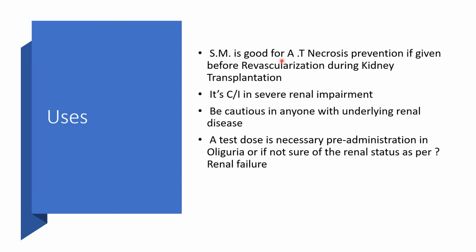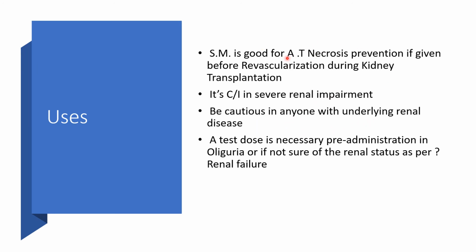Systemic mannitol is good for acute tubular necrosis prevention if it is given before revascularization during kidney transplantation. Both the donor and the recipient will receive this. We'll delve more into that later on. It is, however, contraindicated in severe renal impairment. As a matter of fact, when there's anuria, no mannitol. We have to be conscious in anyone with underlying renal disease.